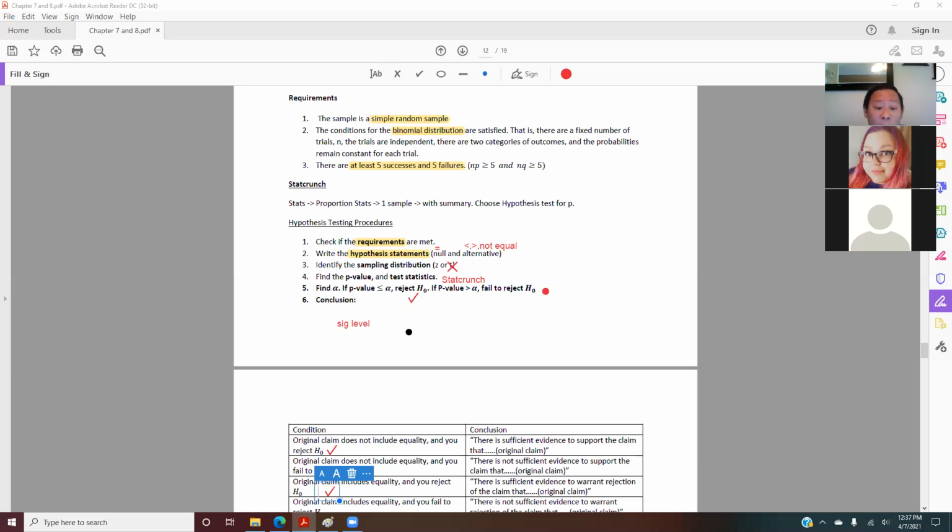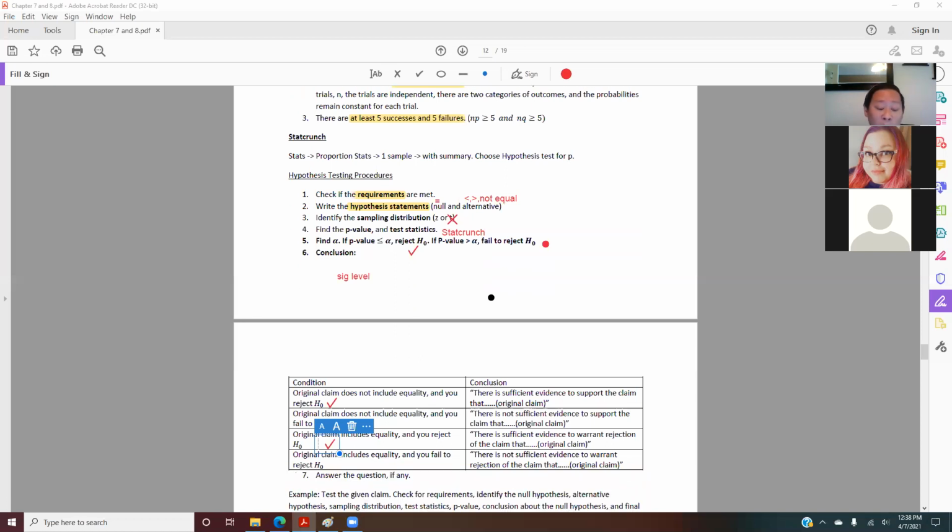This significance level is important because it will determine whether we reject the null hypothesis or fail to reject the null hypothesis. If your p-value is less than or equal to alpha, you will reject your null hypothesis. Otherwise, if the p-value is greater than alpha, you will fail to reject your null hypothesis. The conclusion is based on 2 important pieces of information. 1, whether you reject or fail to reject. 2, whether your original claim includes equality or not.